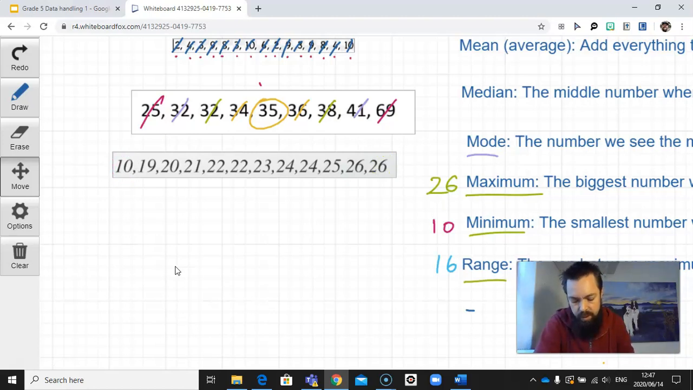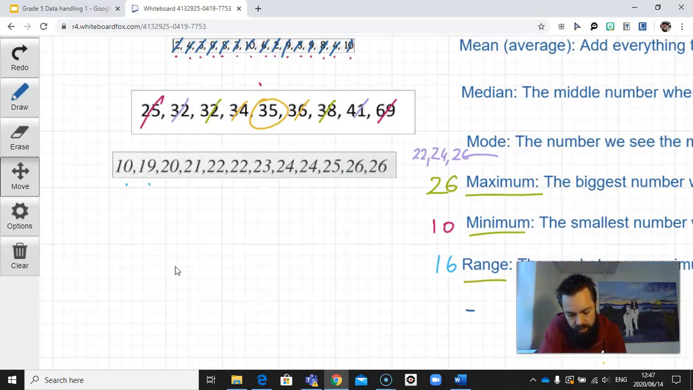The mode, let's see which number we see the most. There's one of those, one of those, one of those, one of those. I see two of those. Two of those, and two of those. So in fact, for this one, we have three modes. And those numbers are 22, 24 and 26. So our answer for mode is that 22, 24 and 26 are our modes.